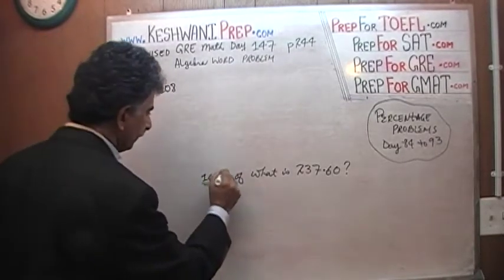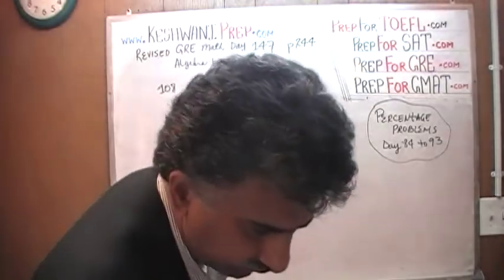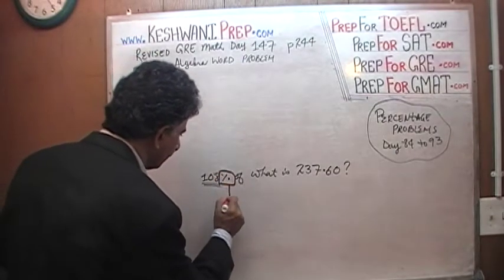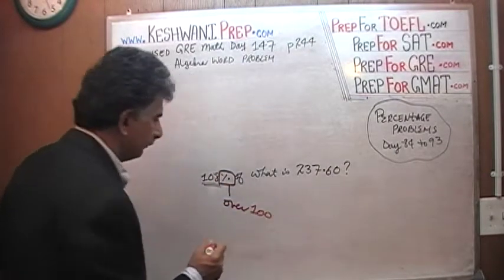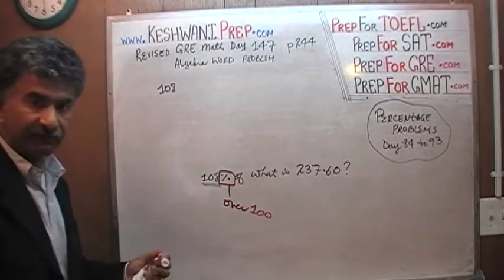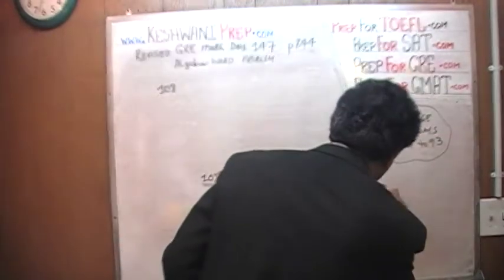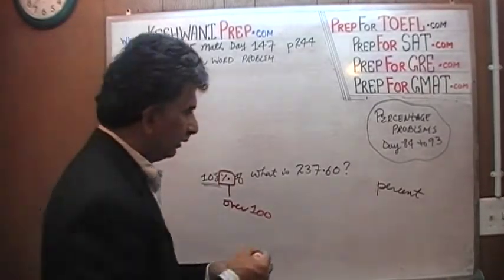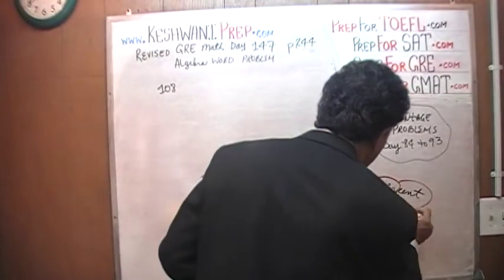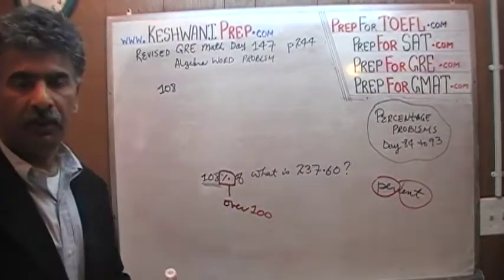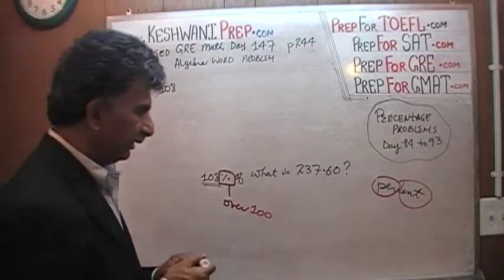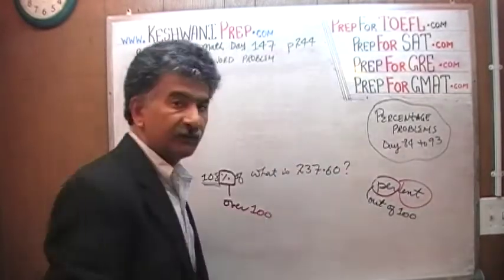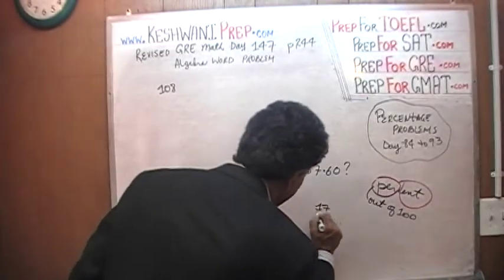108 percent means, what does percent mean? Percent means over 100. That's exactly what the word percent means. The word percent literally means per 100. That's where the word century comes from, per 100, which means out of 100. So 17% would be 17 out of 100.